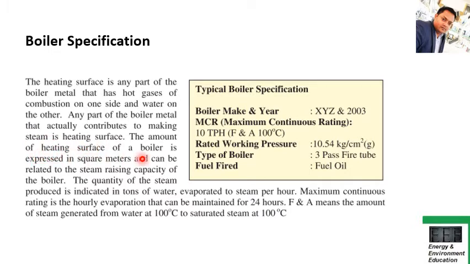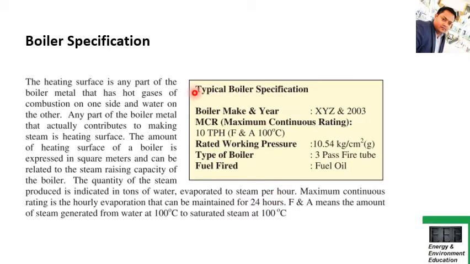The amount of heating surface of a boiler is expressed in square meters and can be related to the steam raising capacity of the boiler. So the quantity of steam produced is indicated in terms of water evaporated to steam per hour. Basically, TPH, tons per hour, is the exact figure that is used to explain the amount of steam that is generated from the boiler, friends.